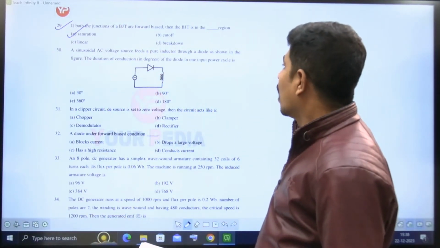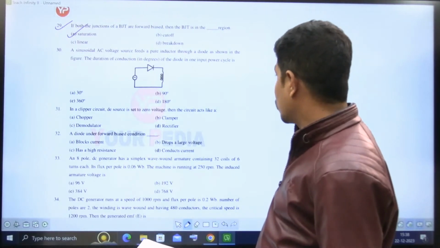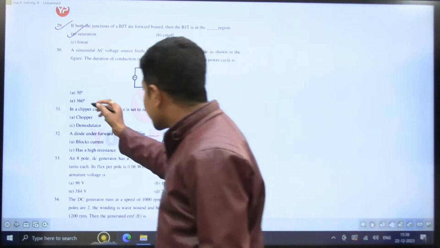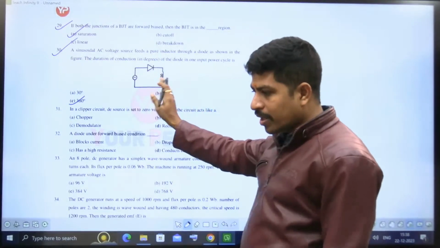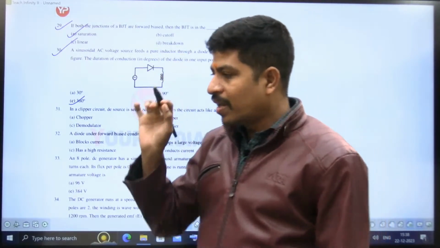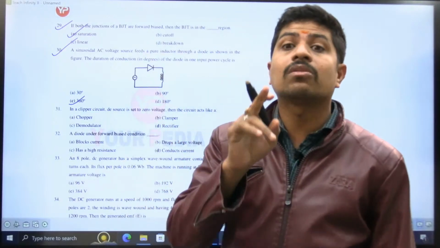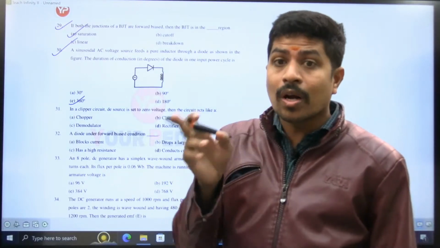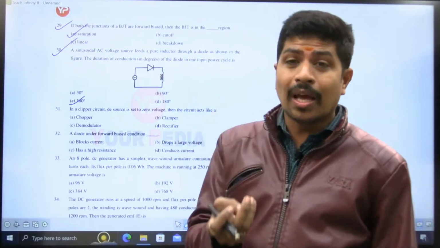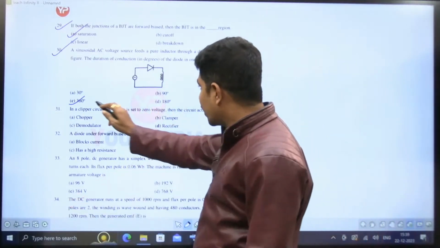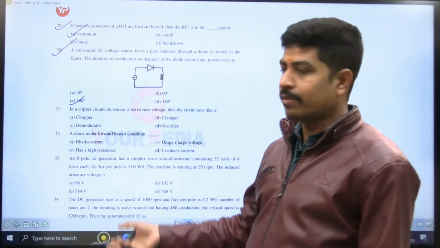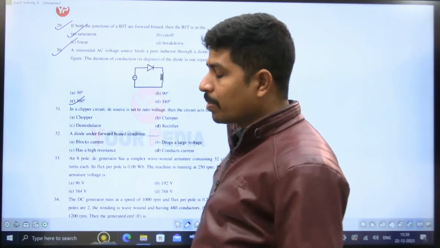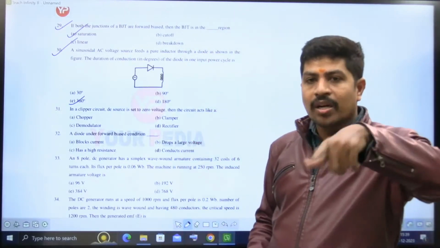A sinusoidal AC voltage source feeds a pure inductor through a diode as shown in the figure. The duration of conduction of the diode in one input power cycle is 360 degrees. There is a long derivation which is not required here. Whenever there is an ideal inductor and diode, the diode conducts for all 360 degrees because the inductor does not allow sudden change of current in it. Therefore, it continues to conduct. In power electronics, you might learn the pure L load, pure R load, RL load. If it is a pure inductor, it is 360 degrees. You can derive it by writing the equations or drawing the waveforms, but in the examination all that is not required. Just remember, if there is a pure ideal inductor, it is going to conduct for all 360 degrees.